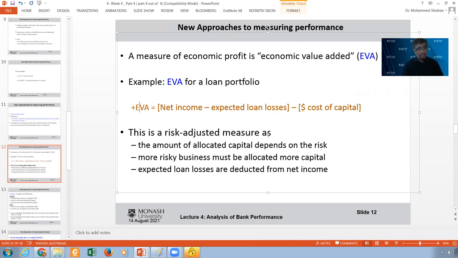So this is a risk-adjusted measure, as the amount of allocated capital depends on the risk. So more risky business must allocate more capital. Expected loan losses are deducted from the net income, and the cost of capital is actually the capital for the unexpected losses. So the higher the risk of a loan, the higher this one is, and therefore this formula should be fair to measure the economic added value.